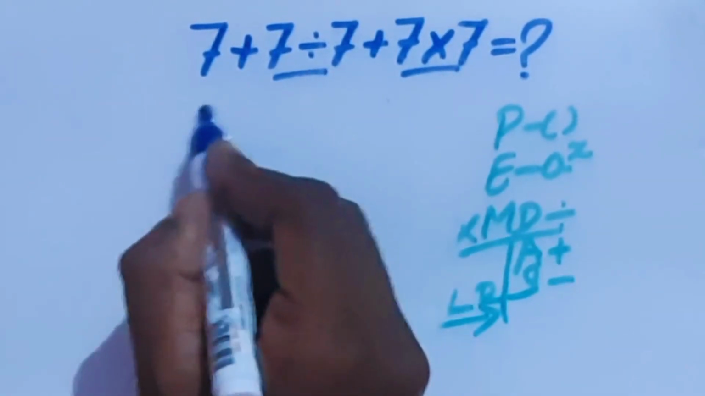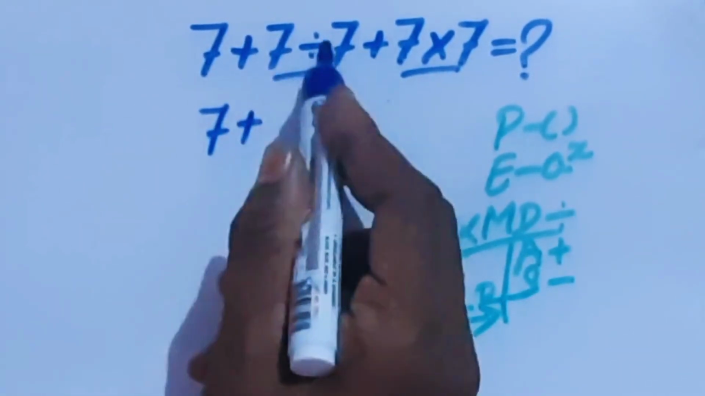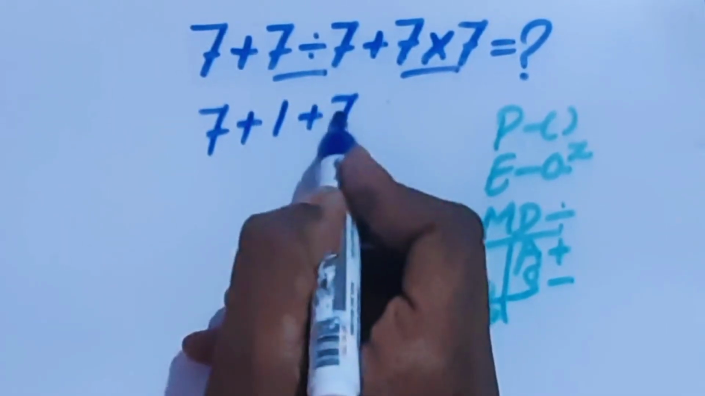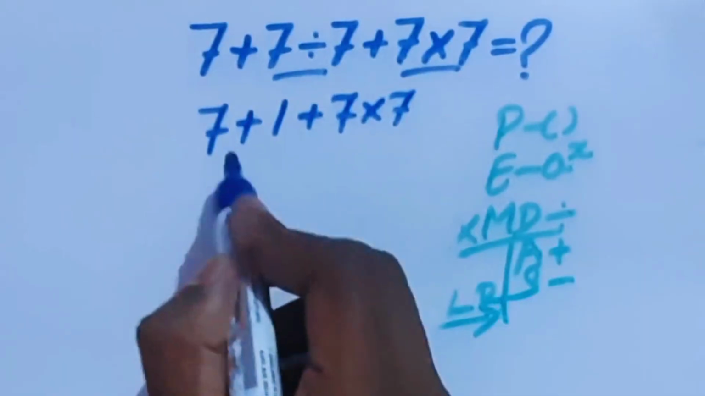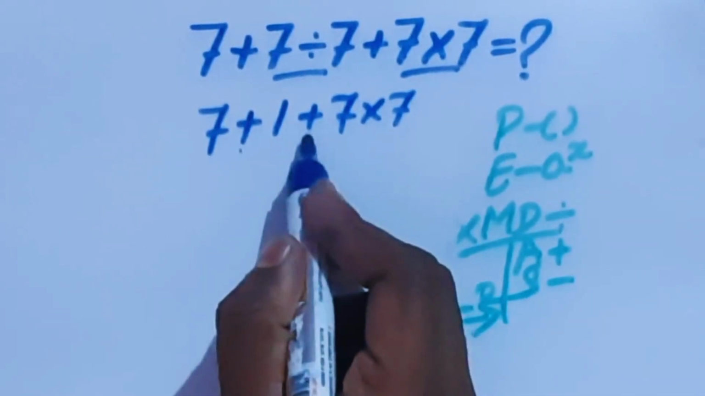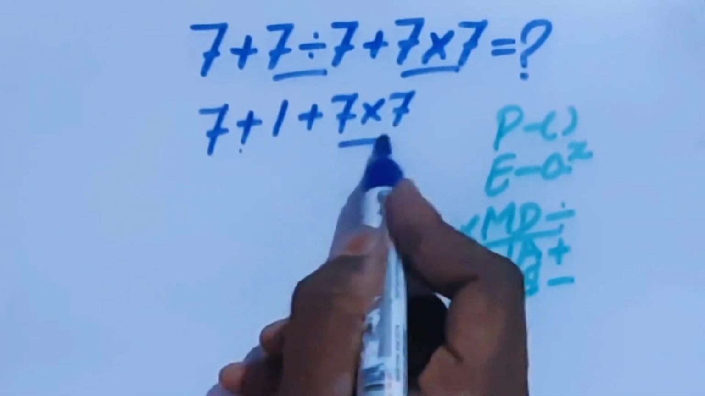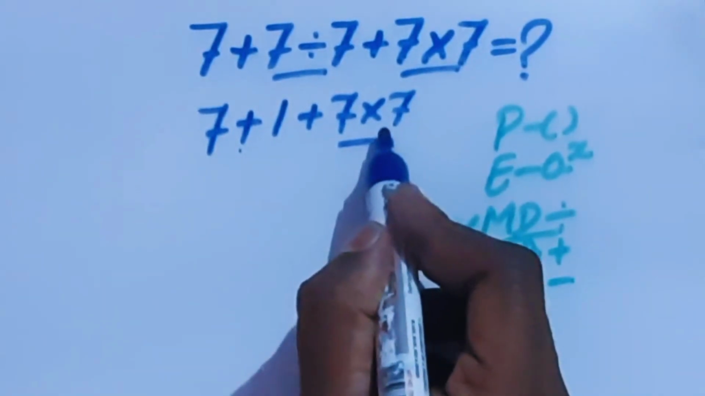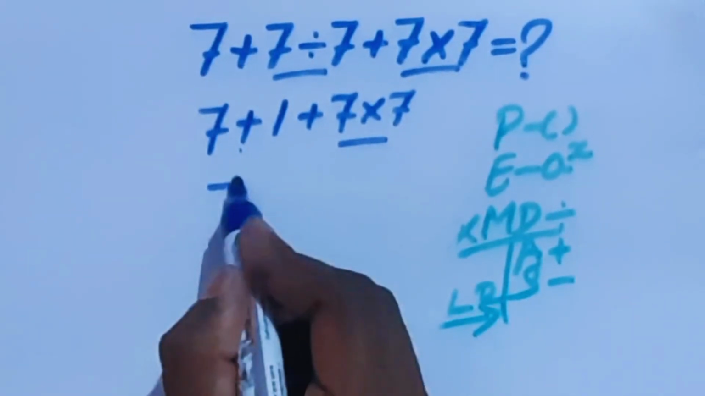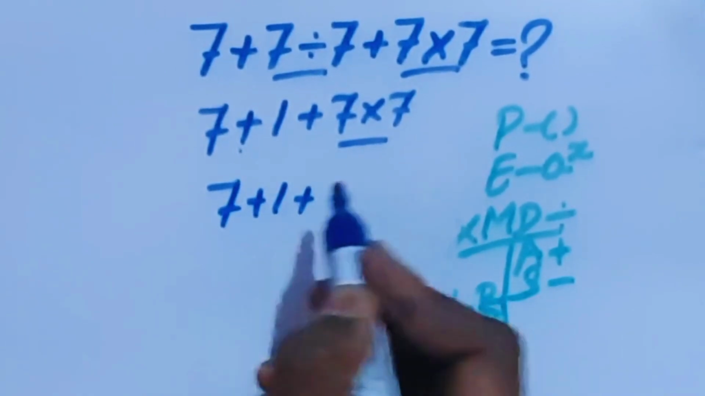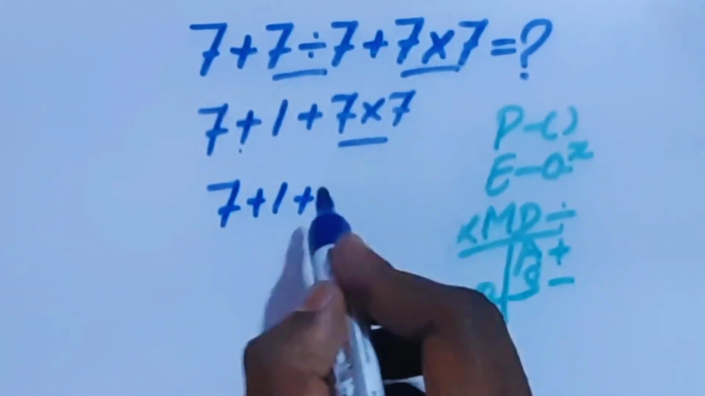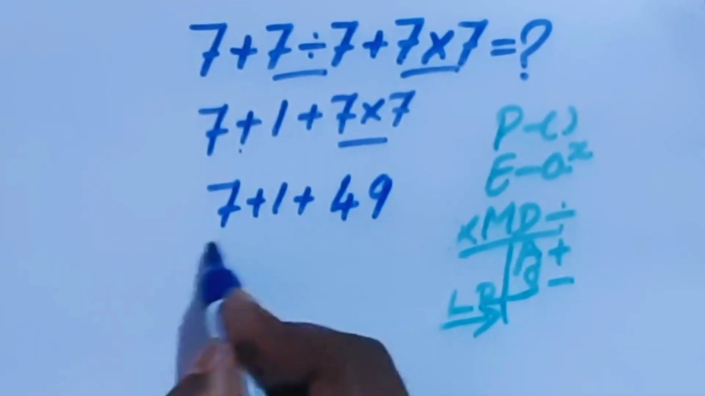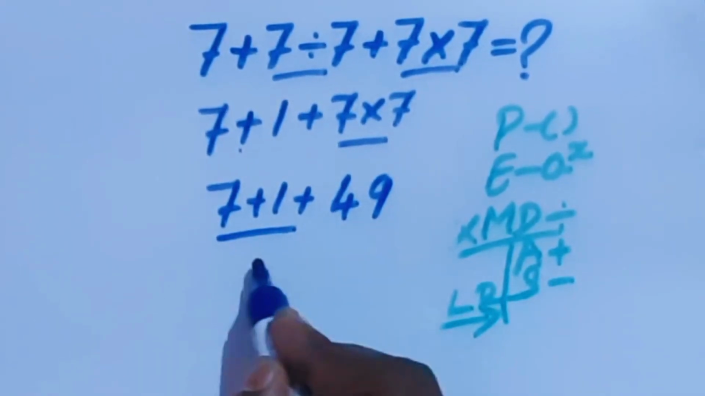So here 7 plus 7 divided by 7 is 1, plus 7 times 7. Here we have addition and multiplication. Multiplication is higher priority than addition. So we have to do this multiplication before the additions. So 7 plus 1, plus 7 times 7 is 49. Here both are addition, so we can do this first.